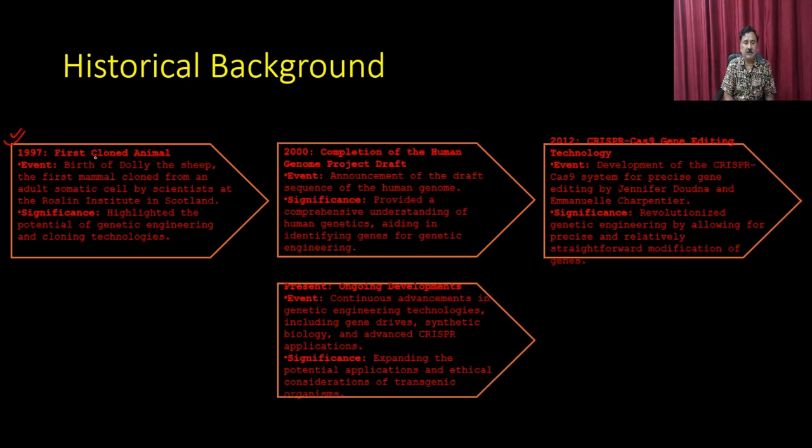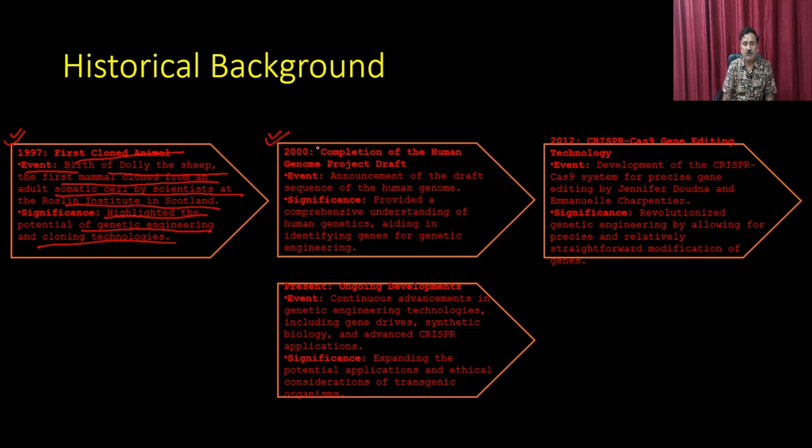Then in 1997, the first cloned animal event. So, the birth of Dolly the sheep, the first mammal cloned from an adult somatic cell, by the scientists at the Roslin Institute in Scotland, and it highlights the potential of genetic engineering and cloning technology.